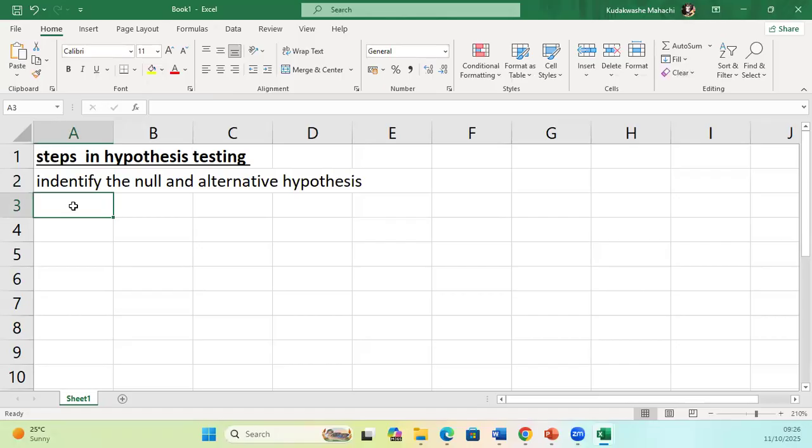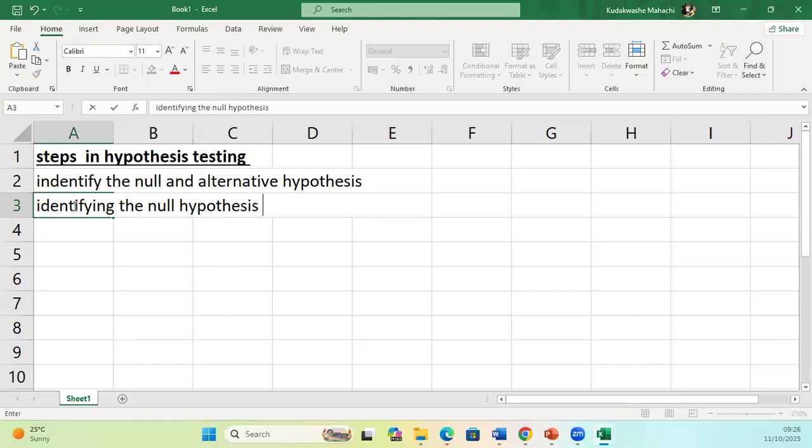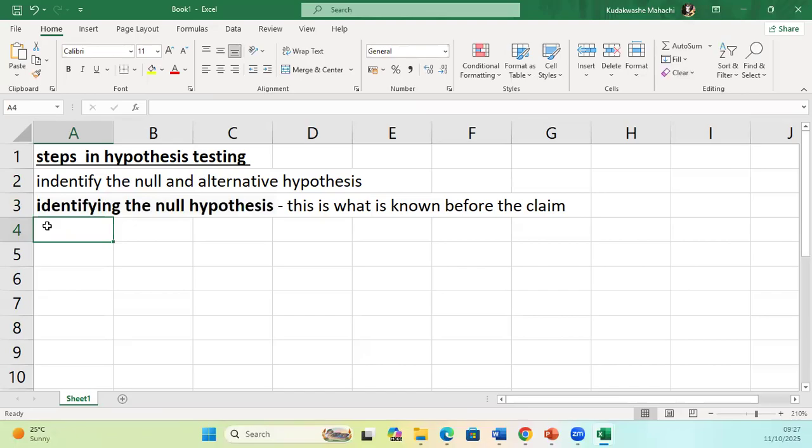Put in simple terms, identifying the null hypothesis involves identifying what is currently present before the claim. Like if we are looking at cancer, there is no cure, that's the null hypothesis. So the null hypothesis is what is known before the claim. You identify the null hypothesis. Okay, besides the null hypothesis, we need the alternative hypothesis.